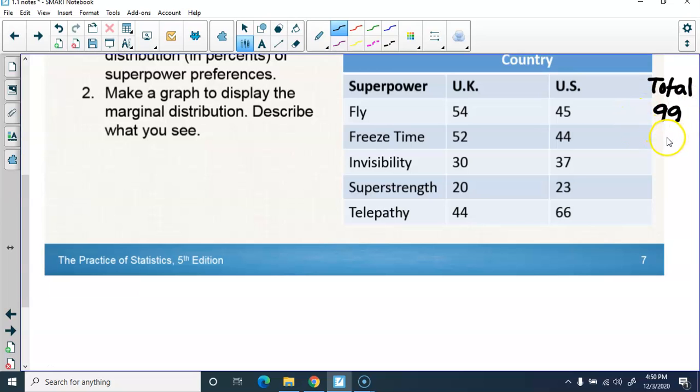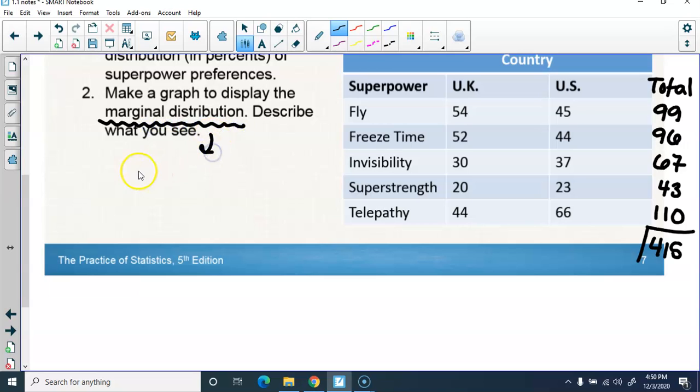And then 96, 67, 43, 110. And it's important to get this total at the bottom as well. Our total is 415, because when it asks us to do marginal distribution, that is referring to the total.